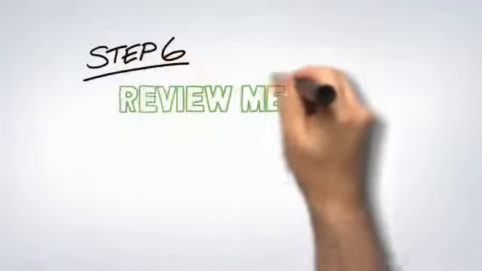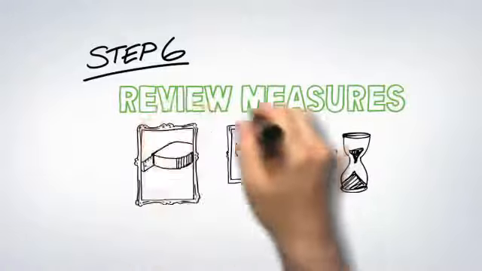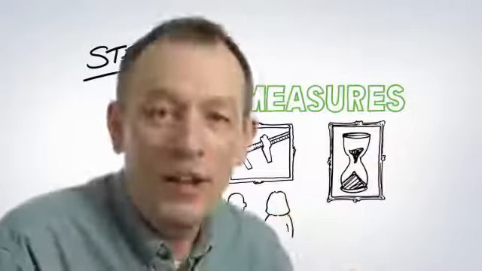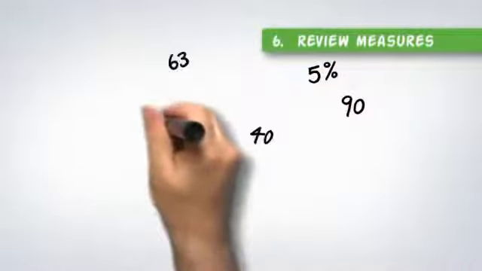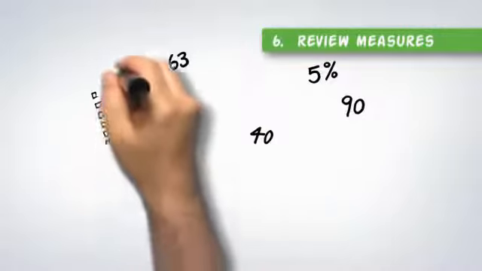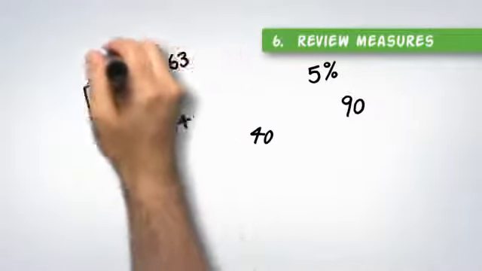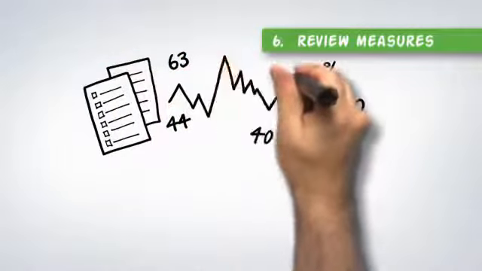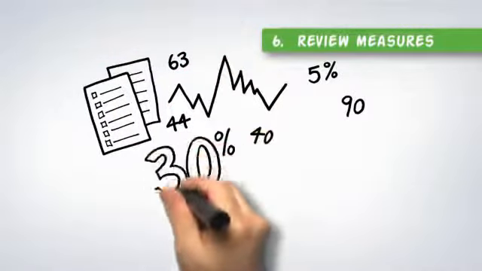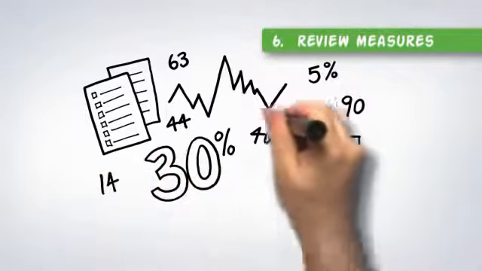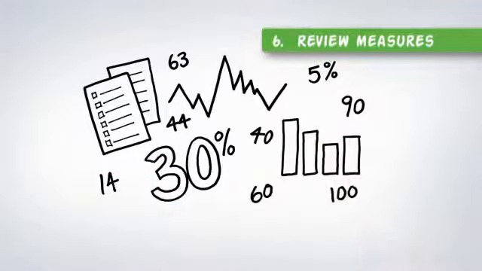Step 6. Review measures. The purpose of collecting our data is to help us make better decisions. That doesn't happen by chance. We need to make time as a project team to look at our data regularly and decide what to do next. Are we getting the outcomes we're expecting? What is the data telling us about changes, good or bad? And finally, so what do we now need to do?